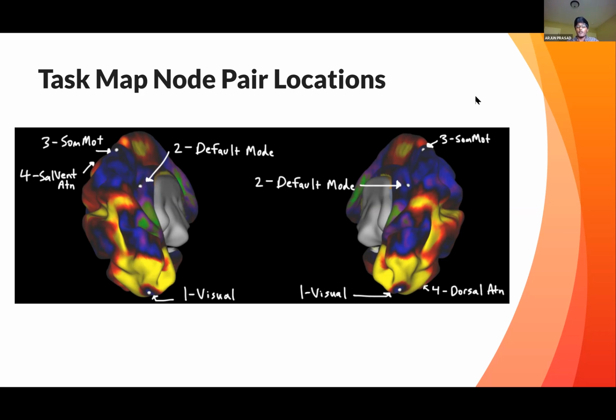The fourth node pair is the dorsal attention network on the right hemisphere, as well as the salient or ventral attention network on the left hemisphere. Now, the purposes of these networks aren't clearly understood, but I thought that the fact that these were non-homotopic would be very important to perform a two-sample t-test on as well.